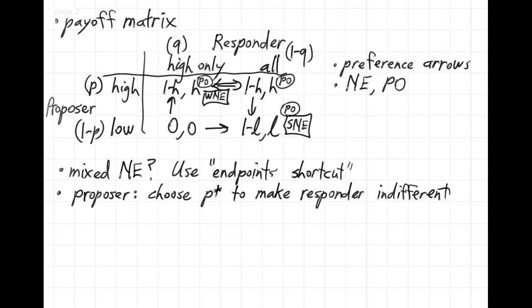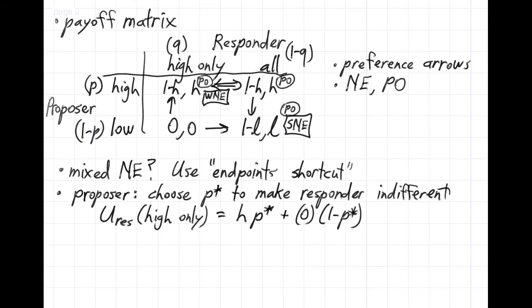So let's work out what the payoffs to the responder are under these conditions. Let's call it the utility of the responder if the responder chooses high only. It is h with probability p star. Otherwise, it's 0 with probability 1 minus p star. What we're really talking about here is this high only strategy, and the proposer has a probability p, or p star now, of choosing high, and 1 minus p star of choosing low. So the responder can either get this h or 0, and these are the probabilities of those outcomes. That can be written, of course, a little bit simpler. It's just h times p star.